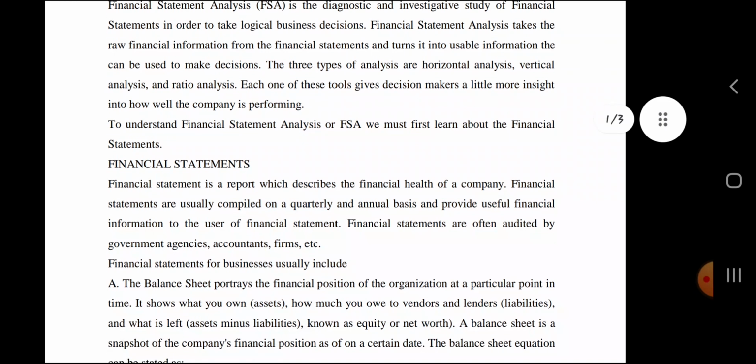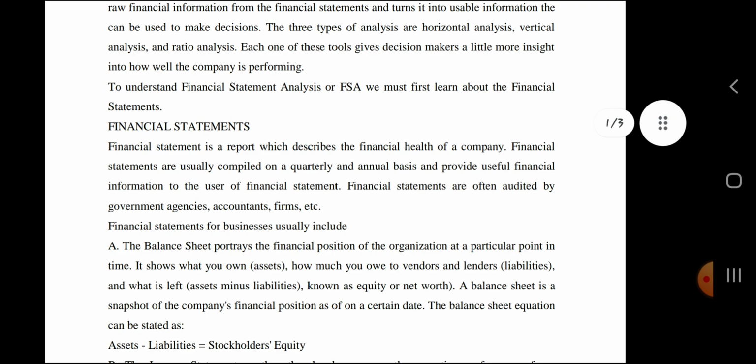Okay, so here to understand financial statement analysis we must first learn about the financial statements. So first of all, to understand the financial statements. Okay, so a financial statement is a report which describes the financial health of a company. Okay, financial statement means what? It is a report and it describes the financial health, financial performance, and profitability position of the company.